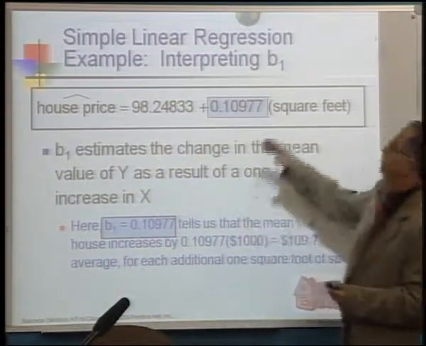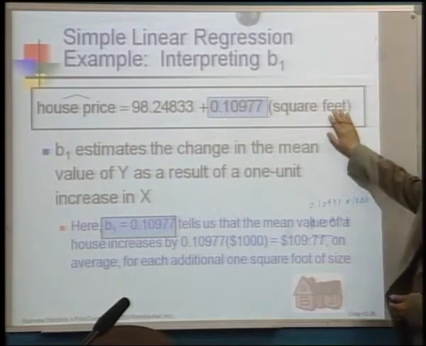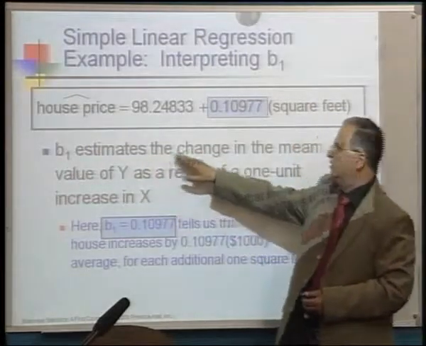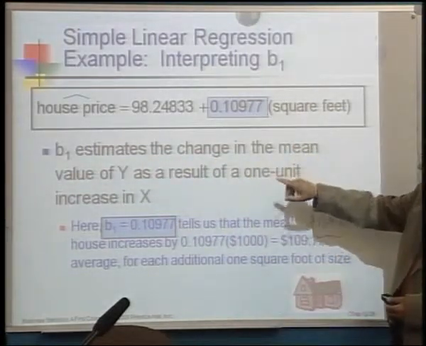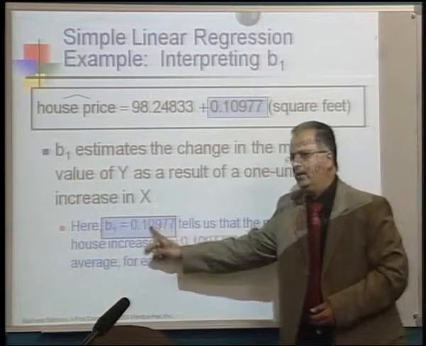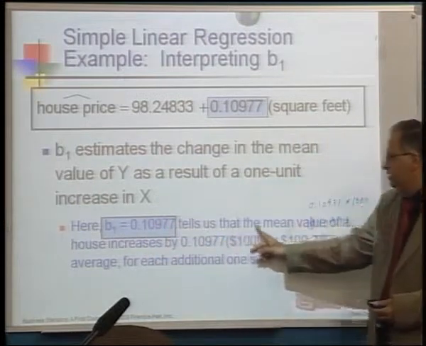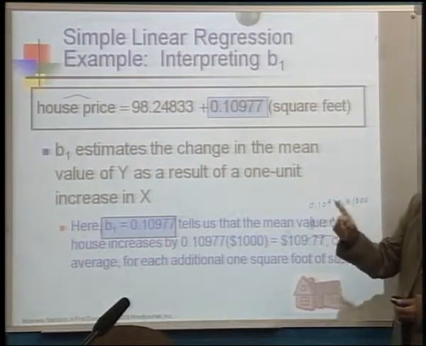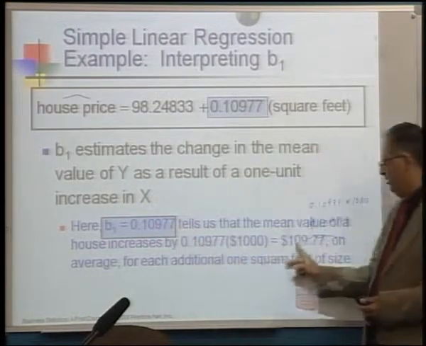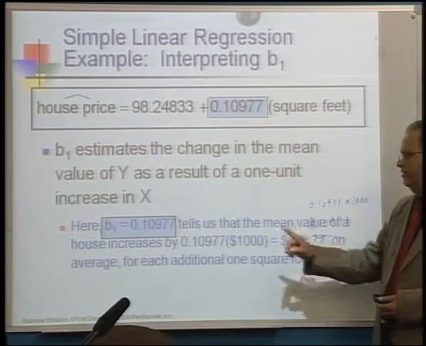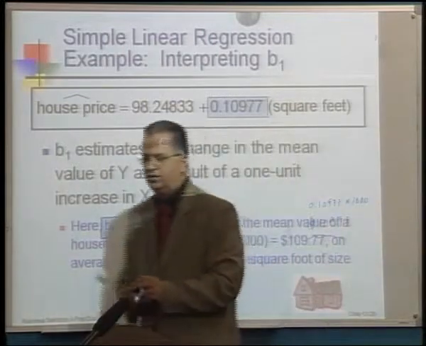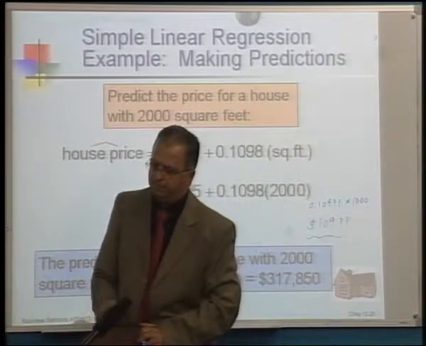On the other hand, the interpretation for B1 equal to 0.10977 is that B1 estimates the change in the mean value of y as a result of a 1 unit increase in x. In other words, since B1 equals 0.10977, the mean value of a house increases by this amount, multiplied by 1,000, on average for each additional 1 square foot of size. So that's the exact interpretation of B0 and B1.